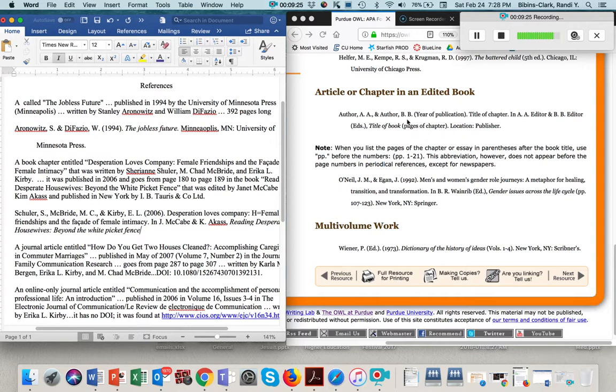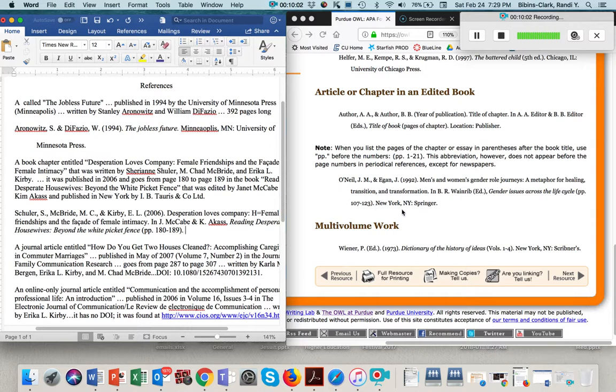Now I'm putting the pages of the chapter, not in italics, in parentheses. This says when you list the pages of a chapter or essay in parentheses after the book title, use pp. before. Normally you don't do that, but it's giving you a special note, so pay attention to the note. It refers to this type of entry only. Usually in APA, you're not labeling stuff. So we put pp., and our pages are 180 through 189. No period or anything after that. A period after the parenthesis.